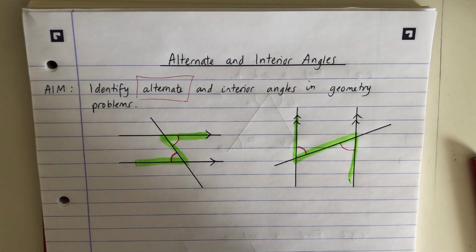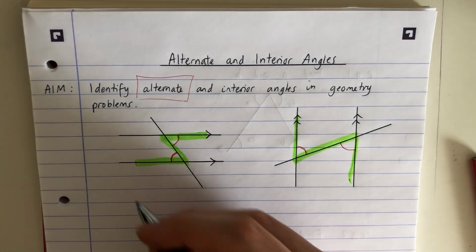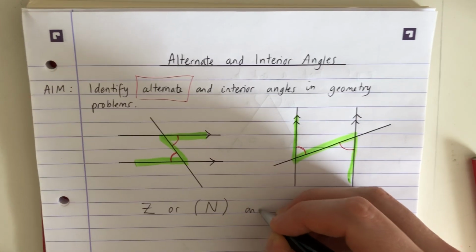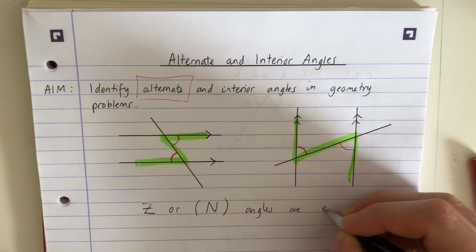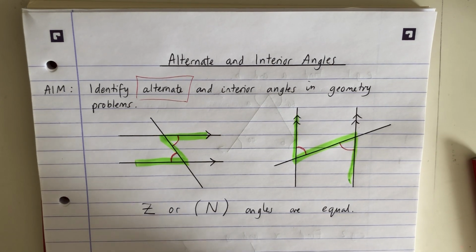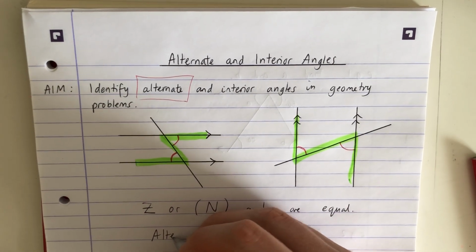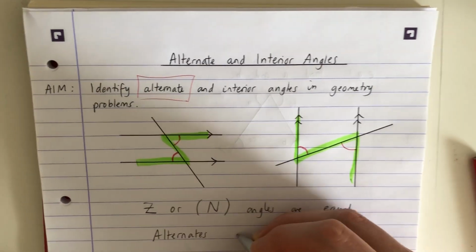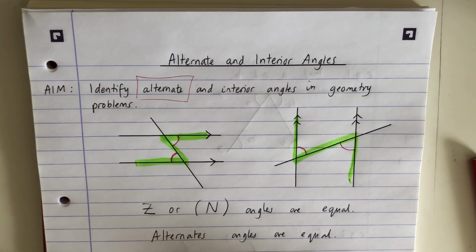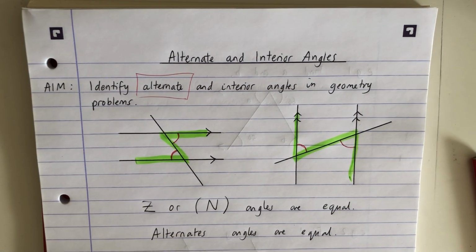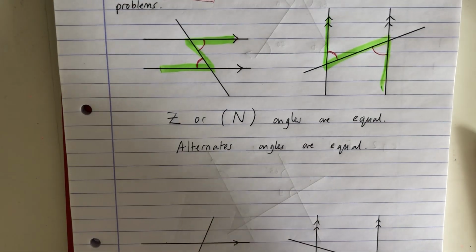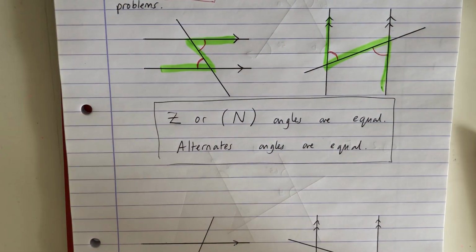Okay, so in other words, Z or N angles are equal, and the fancy word for Z or N angles is alternate angles are equal. Okay, one more we have to do. Actually, make a big note of that. That's something really important that we need to know.